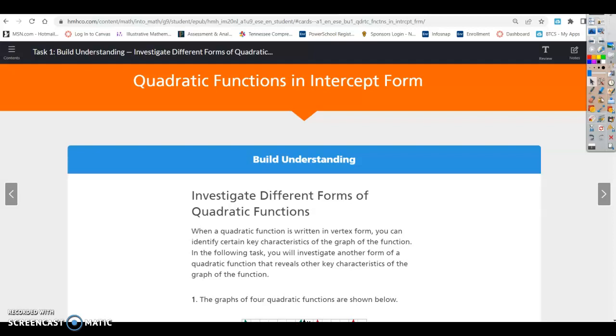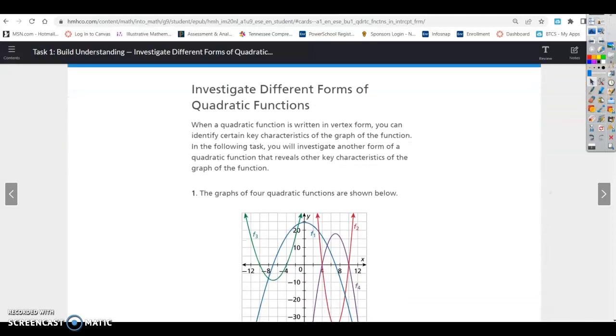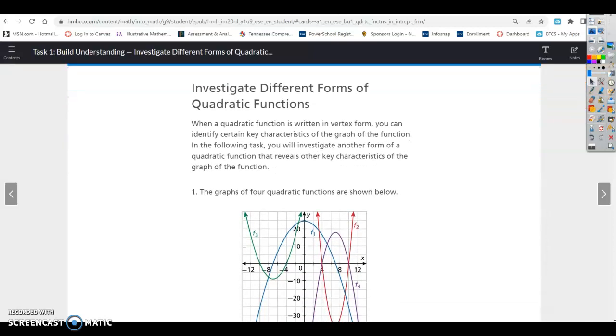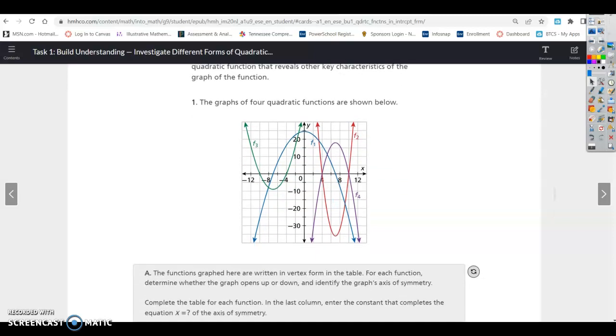Lesson 19.3, Task 1, Quadratic Functions in Intercept Form. Investigate different forms of a quadratic function. When a quadratic function is written in vertex form, you can identify certain key characteristics of the graph of the function. In the following task, you will investigate another form of the quadratic function that reveals other key characteristics of the graph of the function.